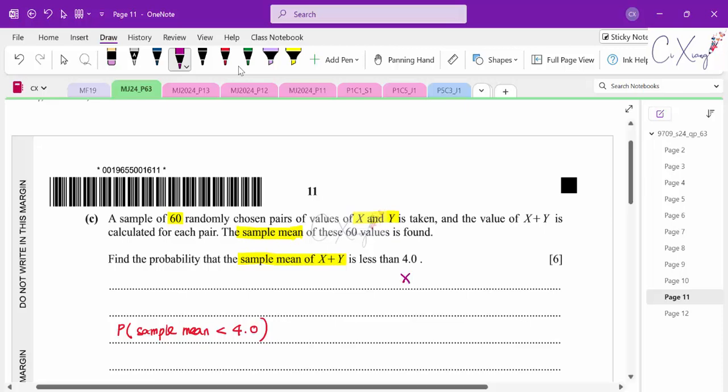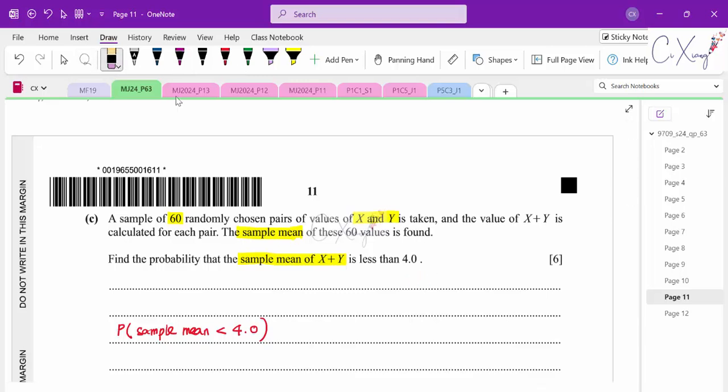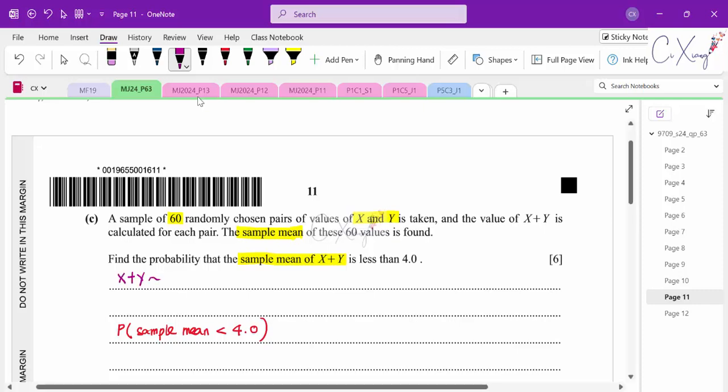If your population, maybe I directly write it here, it's easier, because I know that every single x plus y is Poisson distributed with mean 4.1. And now I want to get the sample mean. What is the distribution for the sample mean of x plus y? First, you have to look at the sample size here. The sample size is larger than 30, right? It is a large sample size.